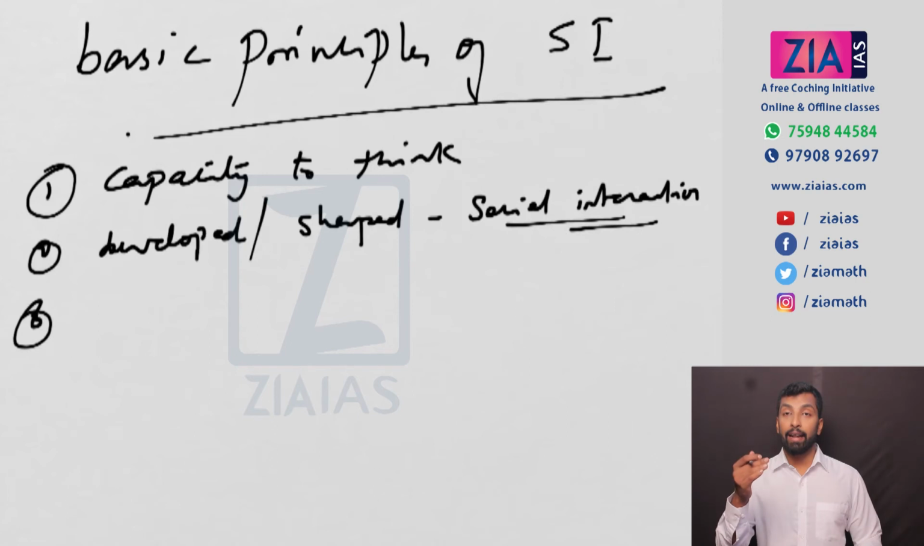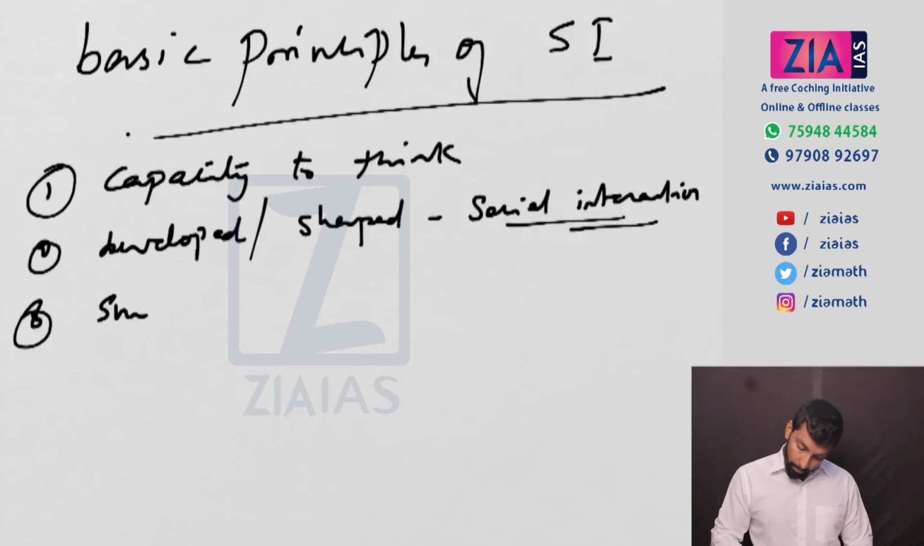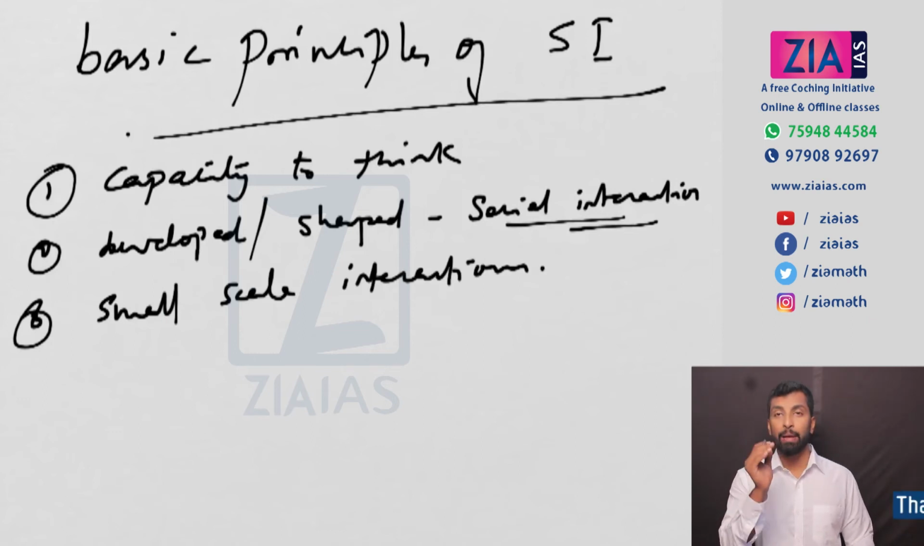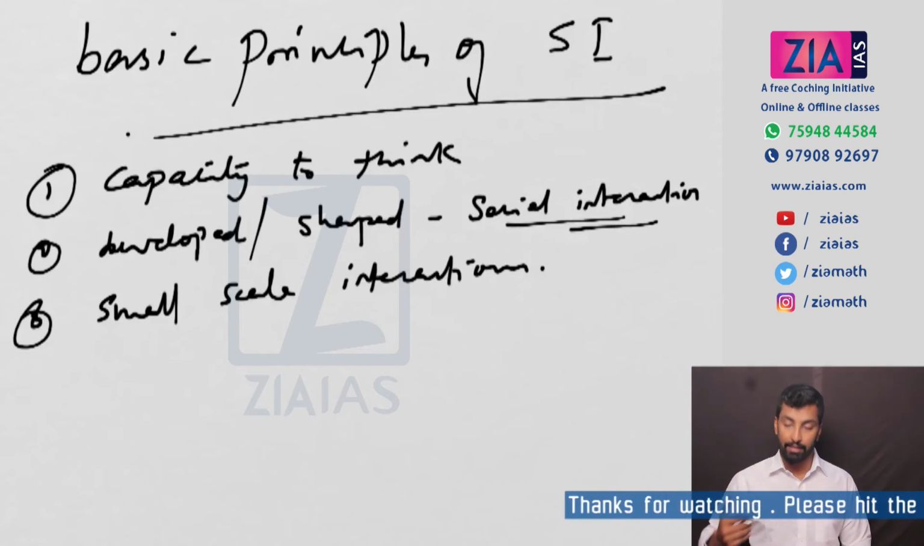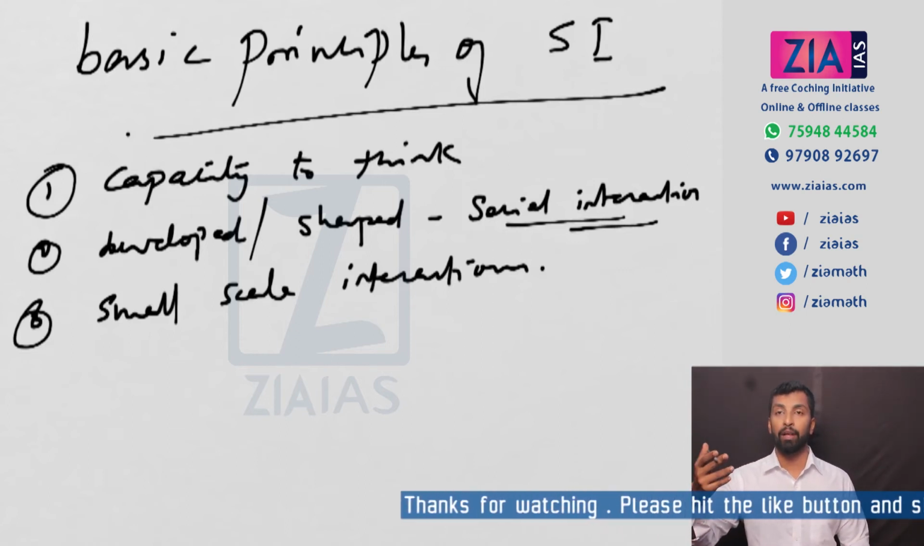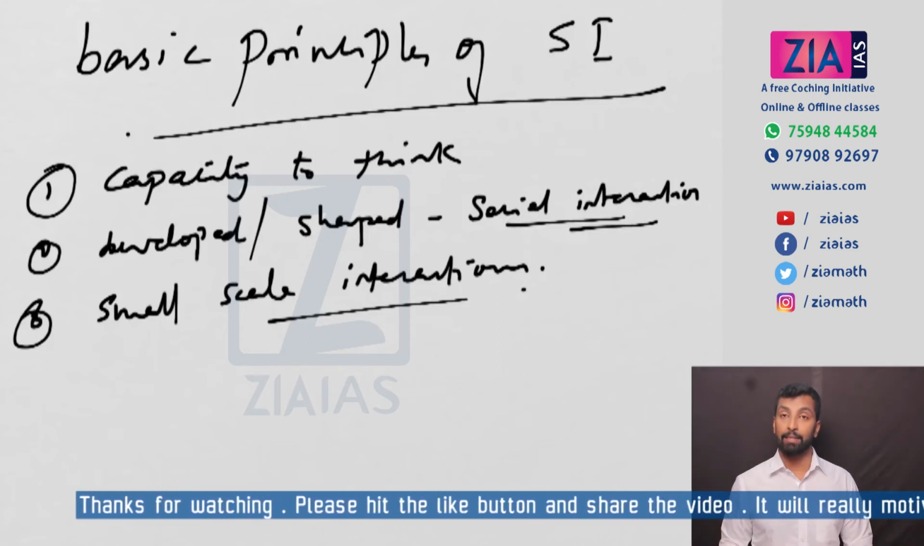Third, symbolic interactionists focus on small scale interaction, right? When we discuss Durkheim and when you discuss Marx, I tell you they are focusing on macro, large scale phenomena, right? But when it comes to symbolic interactionists, small scale interactions. That is another principle. See, I am discussing this only from an examination point of view. That's why I am discussing the minute points. Otherwise, these discussions are not enough. I can complete symbolic interactionism in 2-3 minutes. That's enough. So, small scale interactions.